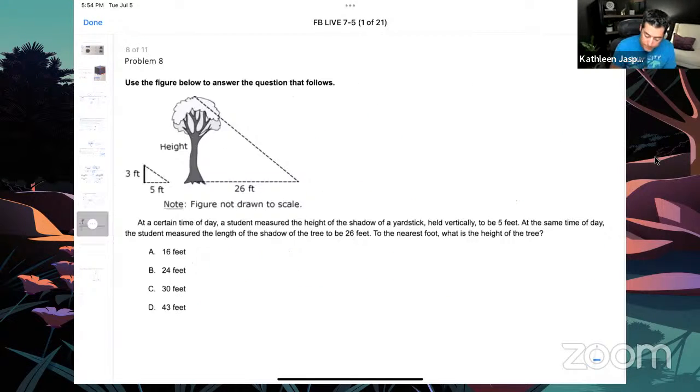Okay, good. Let's kind of move it along a little. Next problem, we have the old classic with the figure. And I chose this one for a reason. Again, at a certain time of day, a student measured the height of the shadow of a yardstick held vertically, 5 feet. At the same time, the student measured the length of the shadow of a tree, 26 feet. To the nearest foot, what is the height of the tree?